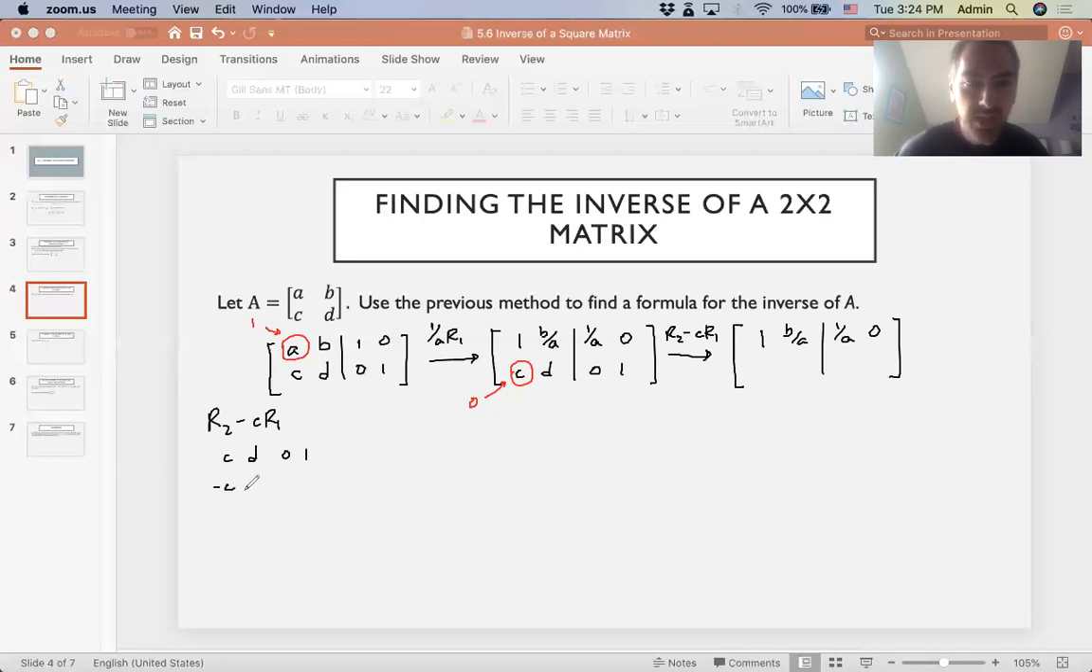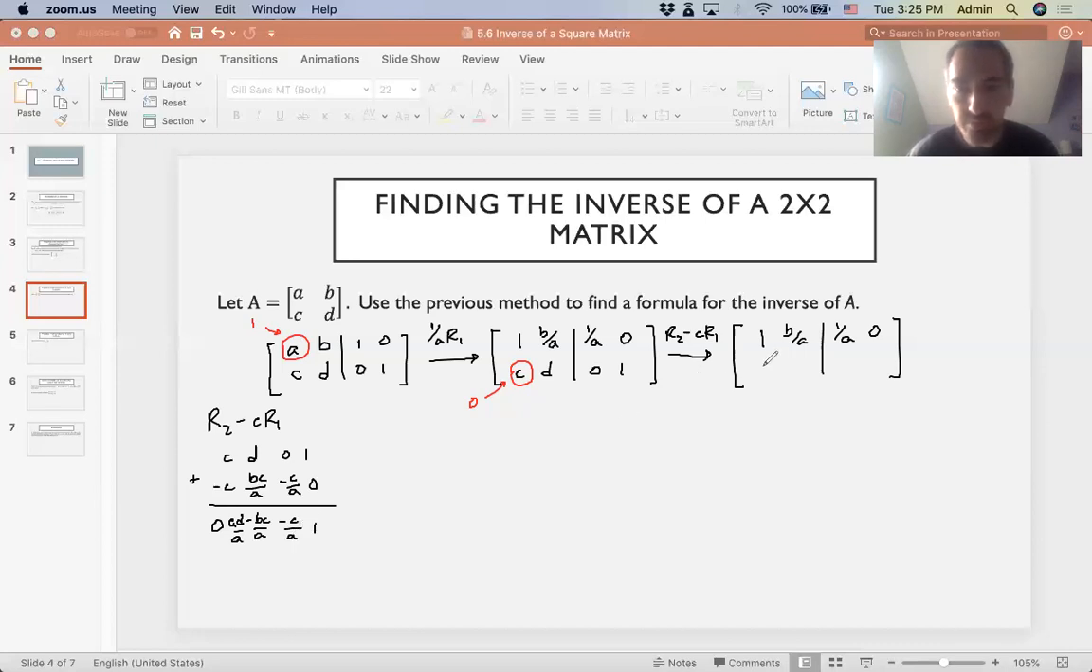So negative C times B over A is negative BC over A. And negative C times 1 over A is negative C over A. Add those together. That's 0. D minus BC over A. Now I'm going to get a common denominator here. Think of this as D over 1. So I'm going to get a common denominator by multiplying the denominator and the numerator by A. So that's AD minus BC all over A. And 0 plus a negative C over A.